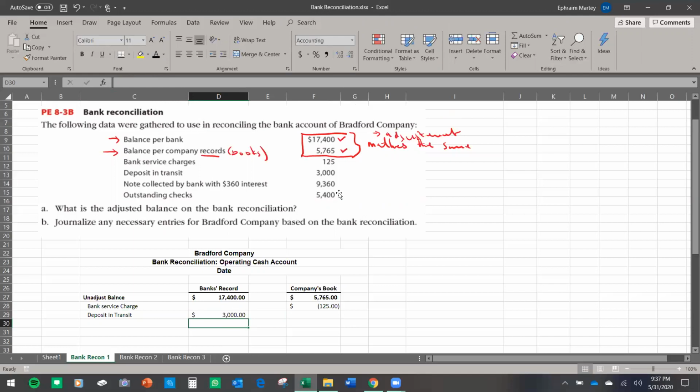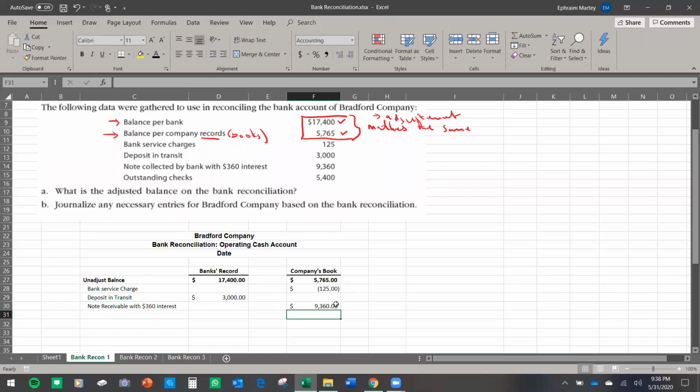And here it says note collected by bank with 360 interest, okay? Notice that this 360 here is very important. It's important when you're doing your adjustment entry, when you're doing your journal entry. So pay attention to it. Don't ignore this 360. So the bank collected 9,360. We don't have it in our books, so we have to add it to our books. So we added $9,360. If it's increasing, it's positive. If decreasing, it's negative, as you always know.